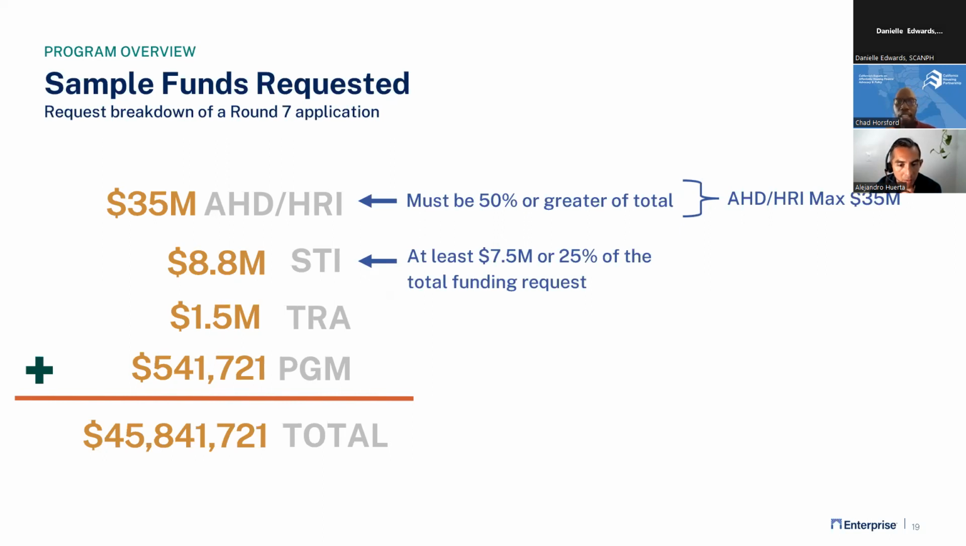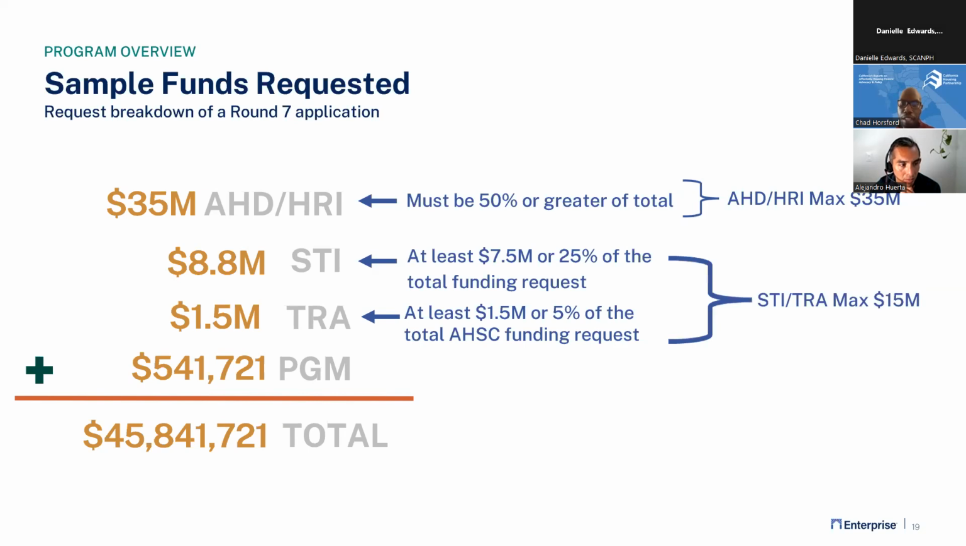Then on top of the AHD and HRI, you'll have the STI component. That has to be at least $7.5 million or 25% of the total AHSC funds requested. So in this case, at least 25% of the 45.8 million. Then you have the TRA component, which has to be at least 1.5 million or 5% of the total AHSC requests. And lastly, you'll have your program component, which can be up to $600,000.